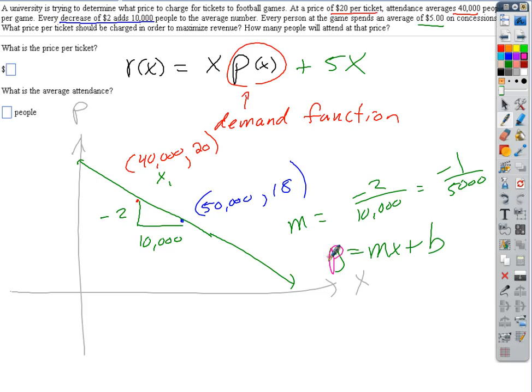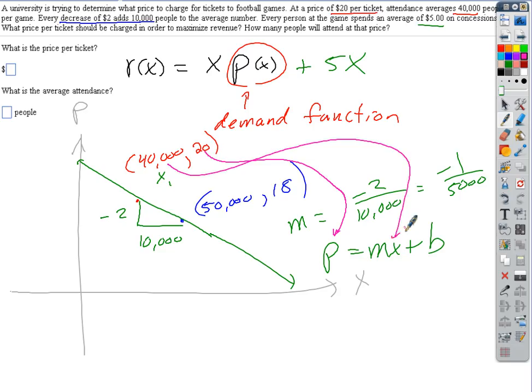We're trying to find this demand function. We want to find the equation of this line. So ours looks like p equals mx plus b, right? If we plug that stuff in there, 20 is p, 40,000 is x, and negative 1 over 5,000 is m.